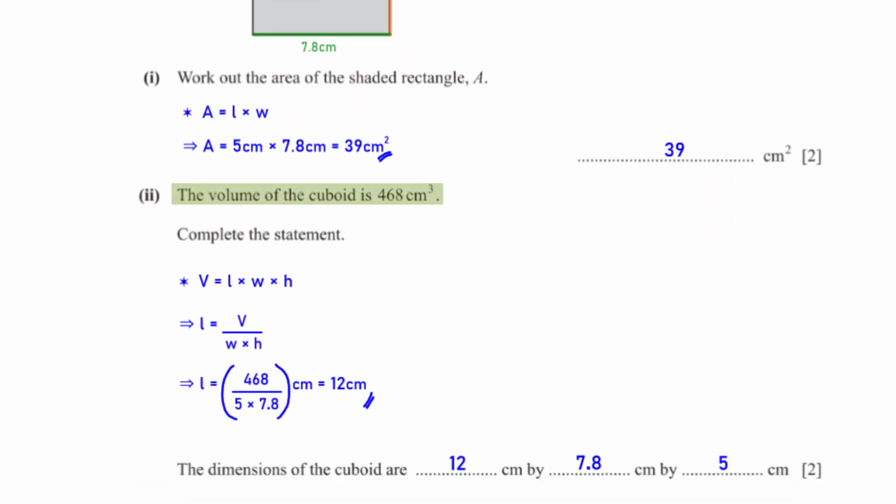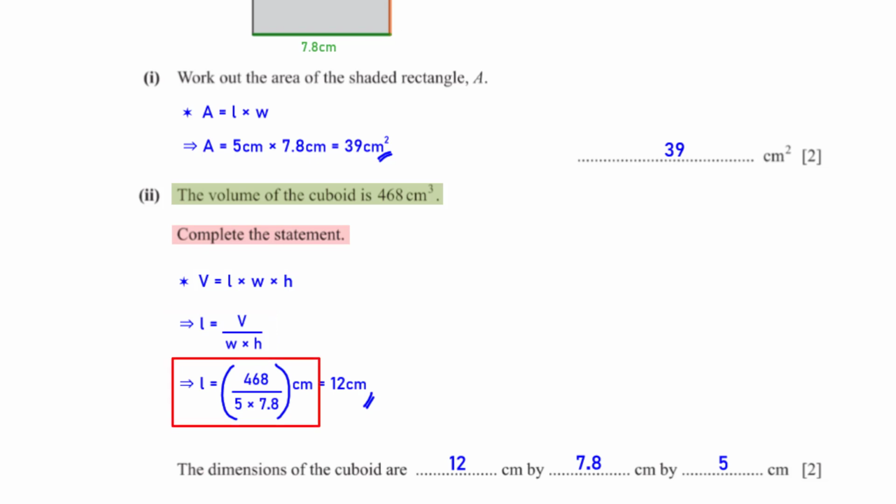The volume of the cuboid is 468 centimeters cubed. Complete the statement. Here is the formula for the volume of a cuboid. We already know two of the dimensions of the cuboid, so we want to find the third dimension. When we make L the subject, this is what we get.